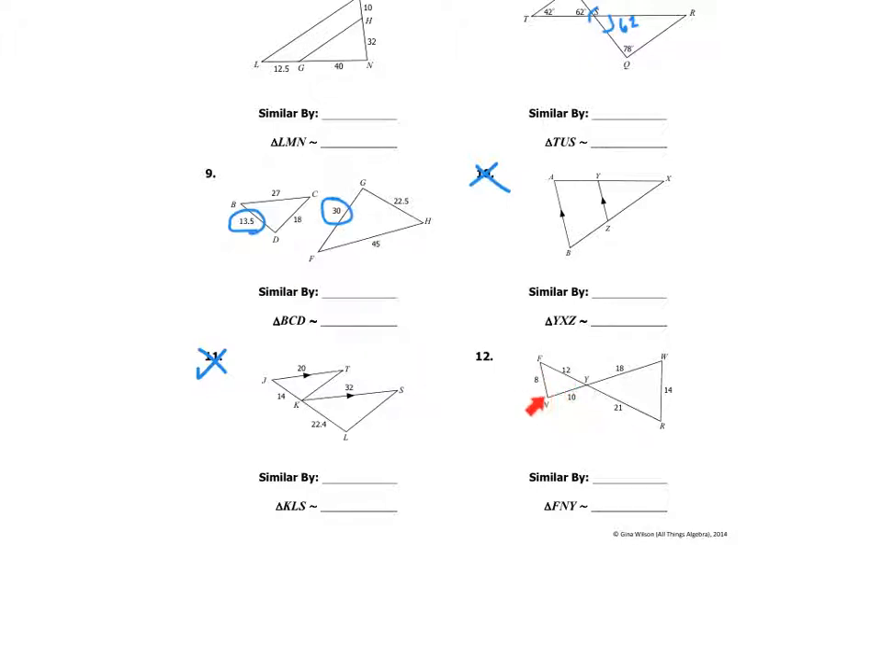So start with this triangle, and then compare to this triangle. Again, look at the match the smallest with the smallest, biggest with the biggest, middle side with the middle side. Divide them all and see if you get the same answer. Okay? And that's the end of your quiz.